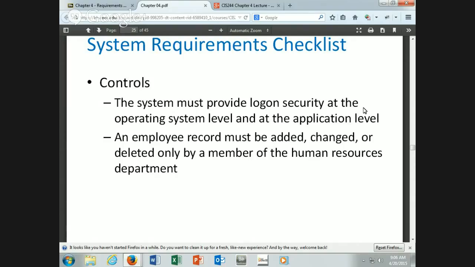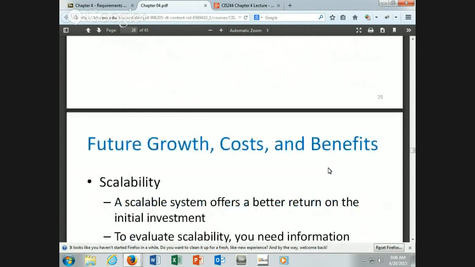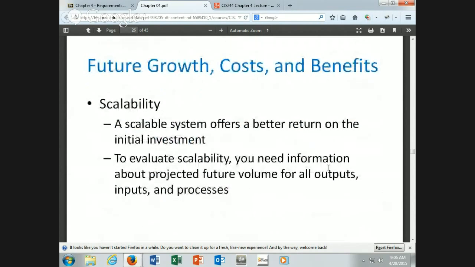So control system must provide logon security at the operating system level and at the application level. So do a login if that's what we need. Employees' records must be changed only by a member of the human resources department. This is where we get into security. And then, of course, the idea of scalability.